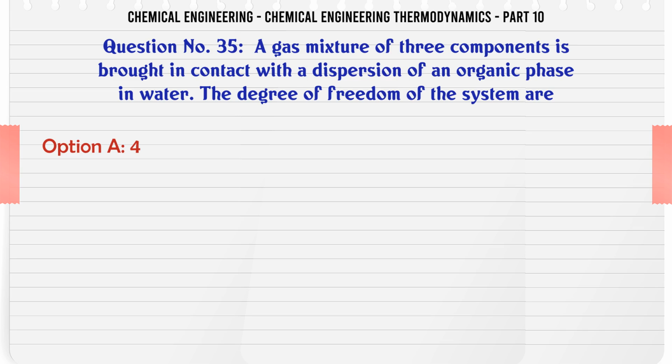A gas mixture of three components is brought in contact with a dispersion of an organic phase in water. The degrees of freedom of the system are: A. 4. B. 3. C. 5. D. 6. The correct answer is 3.